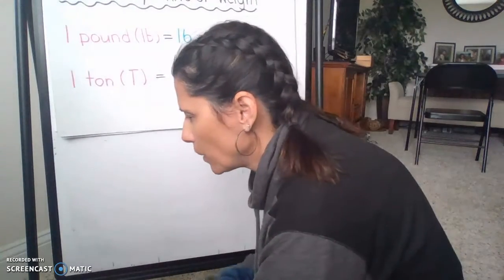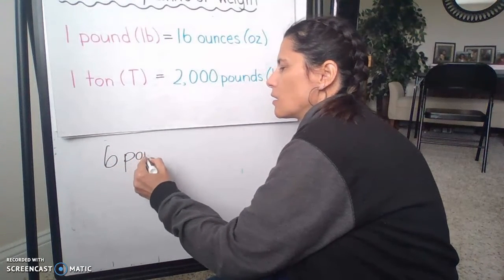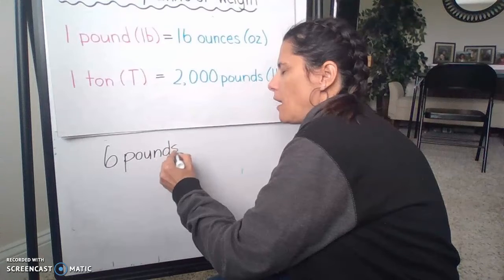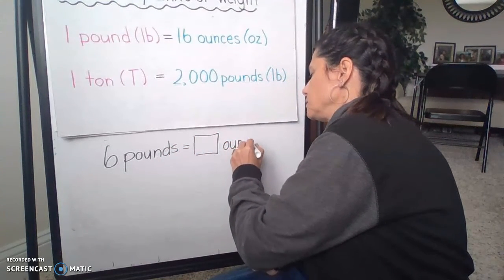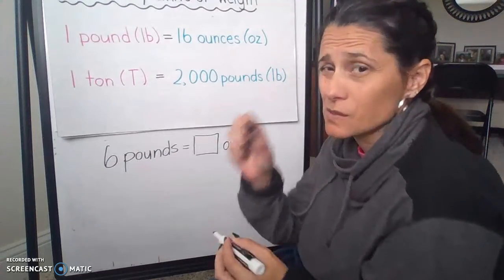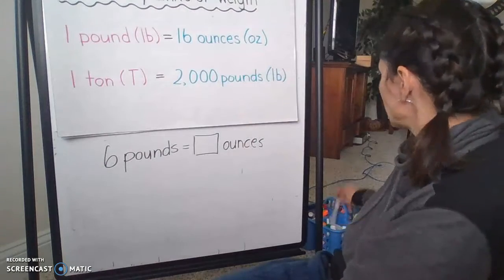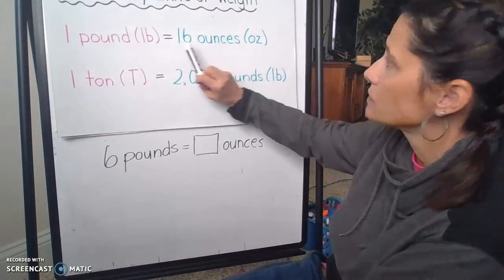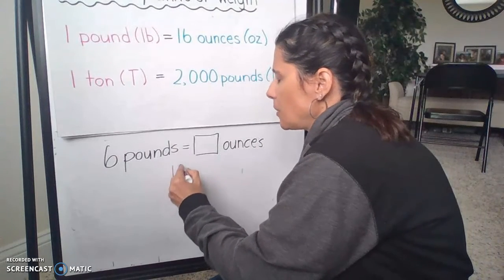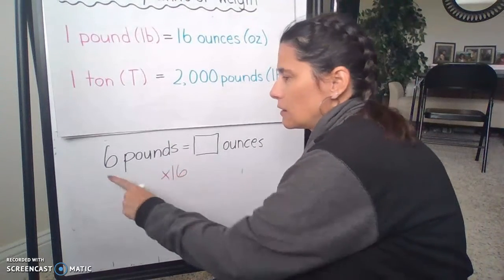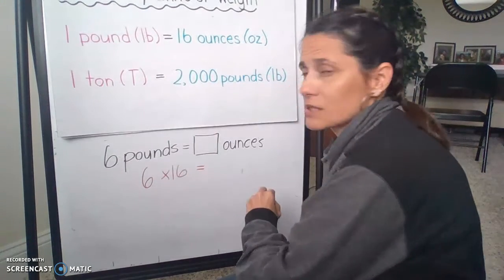Okay, so this time we've got 6 pounds. And I want to know how many ounces is that? Because ounces are smaller. They're the tiny ones. So then I got to look up at my chart. My pounds to my ounces. How many is in each group? 16. So that's going to be how many is in my group? 16. How many groups do I have? 6. So then I would do 6 times 16.